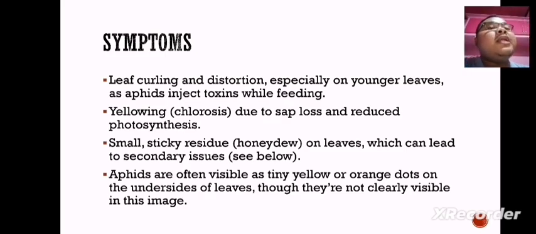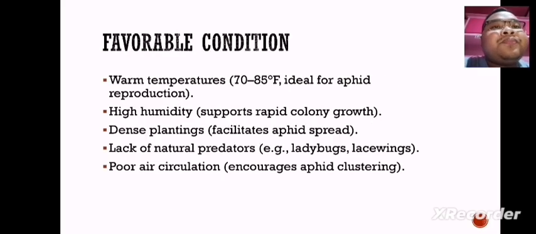Yun yung nakukuha ng leaf curling and distortions doon sa mga younger leaves na ito because the aphids, nag-i-inject sila ng mga toxins habang kumakain sila, may iniiwan sila, may ini-inject sila na mga toxins. Yellowing, chlorosis due to sap loss and reduced photosynthesis. Small sticky residue or the honeydew on leaves which can lead to secondary issues. Okay, aphids are often visible as tiny yellow or orange dots on the undersides of leaves, though they're not clearly visible in this image.